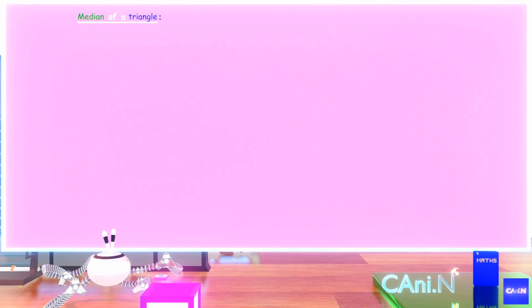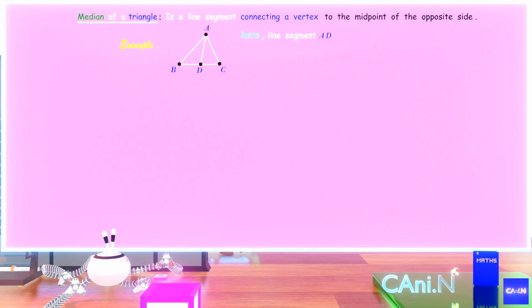Median of a triangle is a line segment connecting a vertex to the midpoint of the opposite side. Example. Here, line segment AD connects vertex A to the midpoint of BC. It is called the median of the triangle.